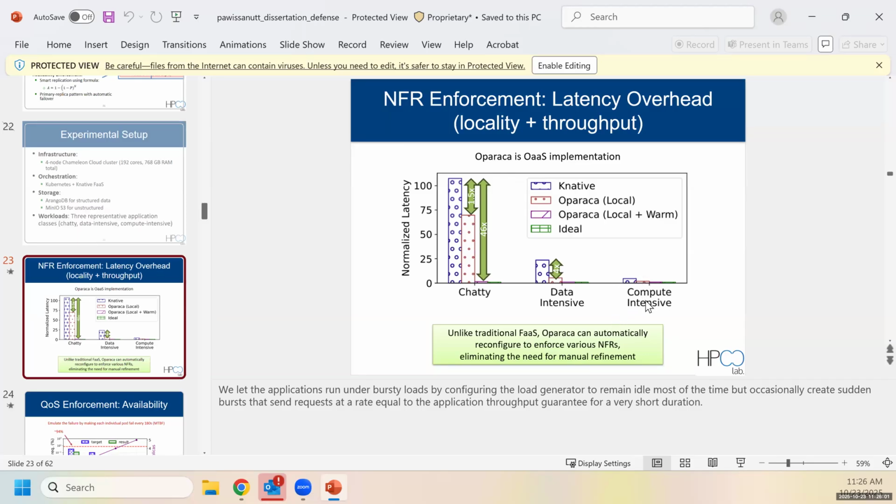I think if I recall correctly, the compute intensive one is image processing, and the data intensive ones are image resizing and video processing. And this is the JSON analysis, like loading the JSON from the database.